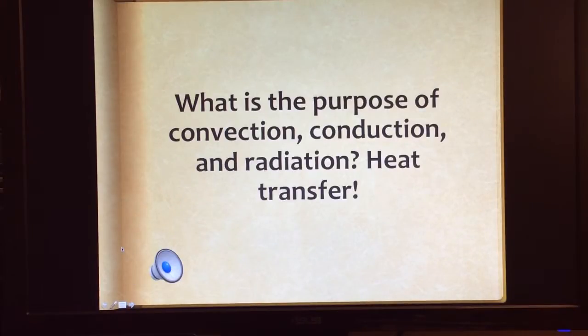Okay. So, our initial question is, what is the purpose of convection, conduction, and radiation? Well, convection, conduction, and radiation have a common purpose, and that is heat transfer. They each have their own individual methods and system of transferring heat, and I'll begin by discussing convection, but I will also individually discuss conduction and radiation. There will also be examples given to demonstrate these concepts better for understanding and learning.